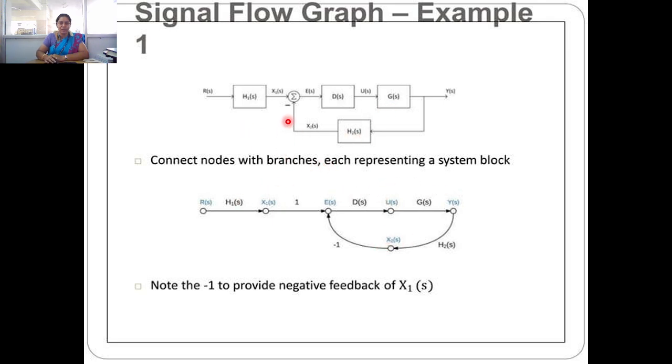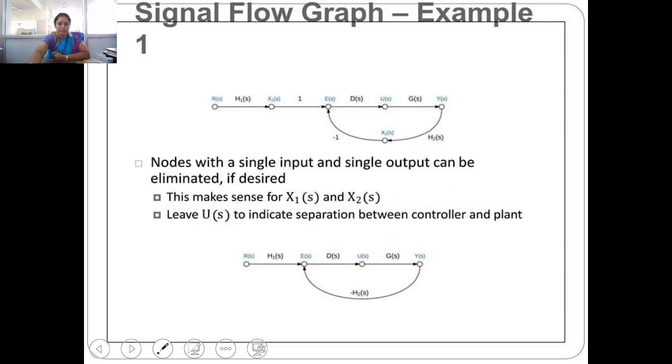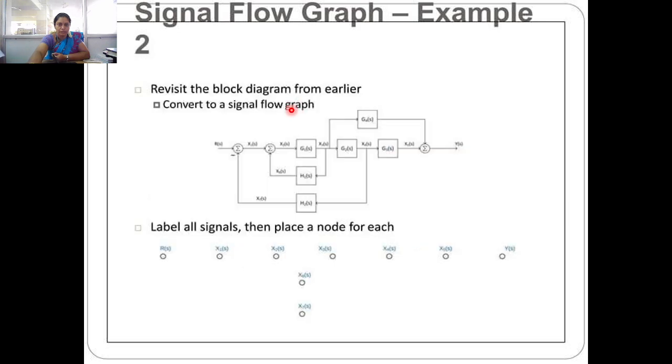And next one, this is your negative feedback. This is also called a feedback loop, which is negative, so we have to mention the -1 value. And a node with a single input and single output can be eliminated. That is your x1 of s and your x2 of s values. We have to eliminate this one and this one.